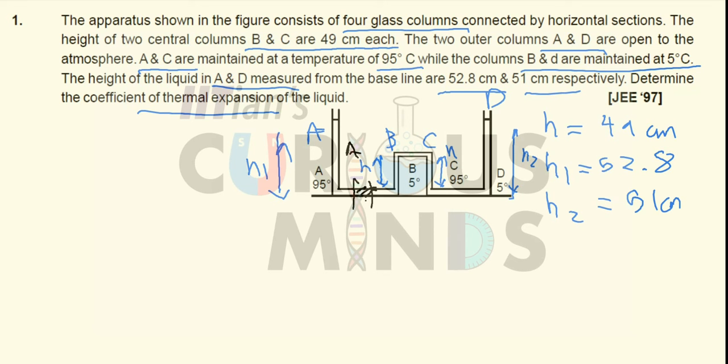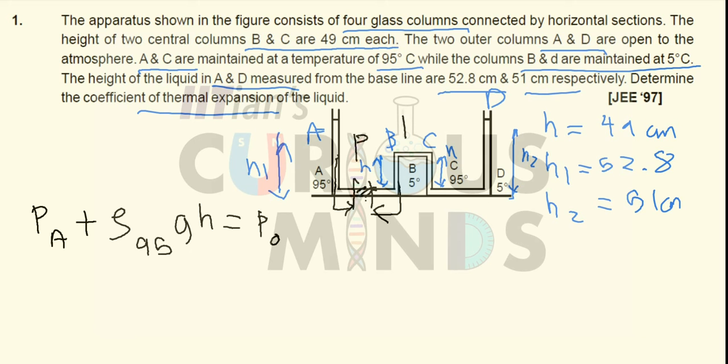Instead of A, let me call this point P. At section P there will be pressure due to the liquid on the left hand side and due to the liquid on the right hand side. There will be 2 pressures, but since the body is in equilibrium, I can say that pressure at A plus density of the liquid at 95 degrees Celsius into g into h will be the pressure from the left hand side, and the pressure from the right hand side will be equal to, let me call the pressure over here P naught.